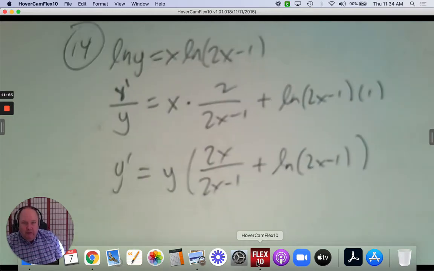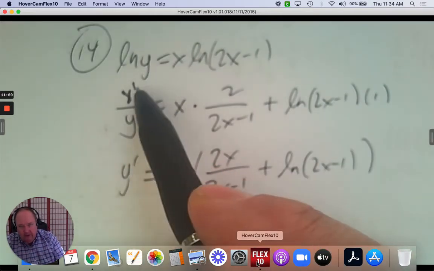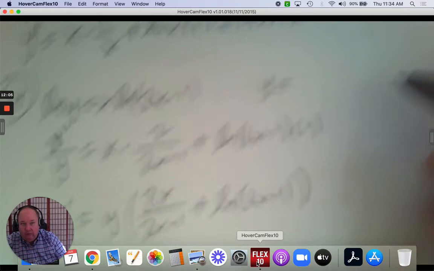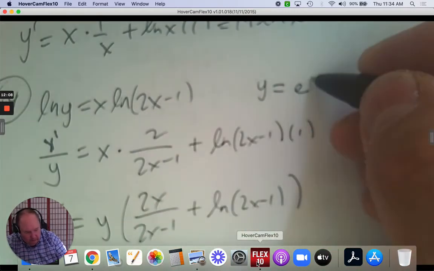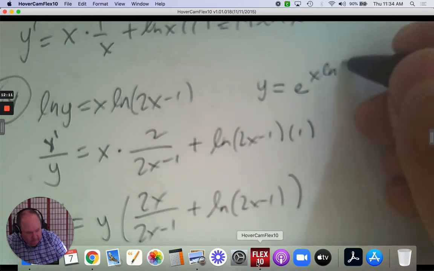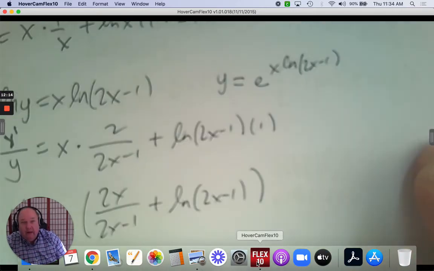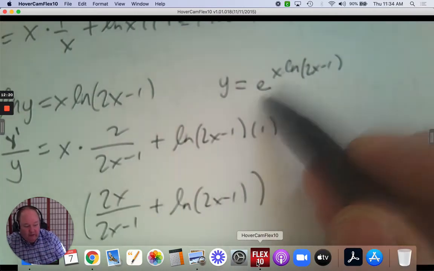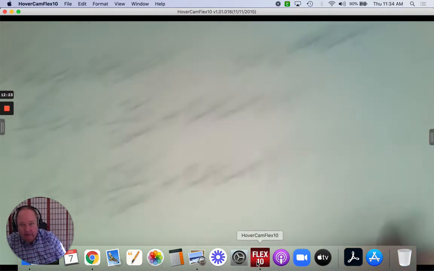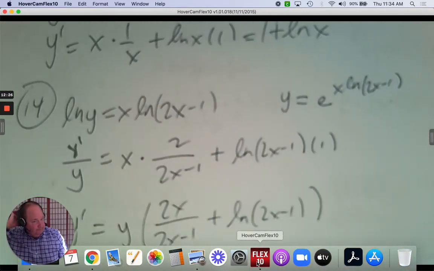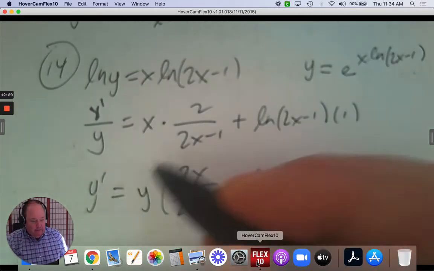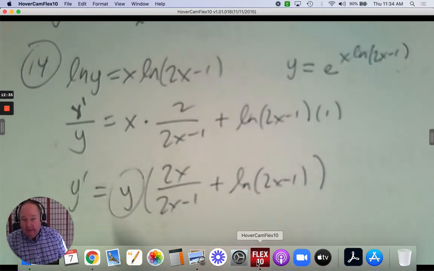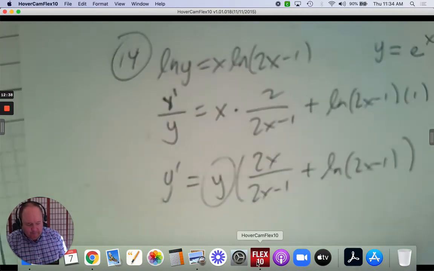What was the second way you could have done this? You could have taken this logarithm and written it exponentially. So to get y by itself, you could have written down y equals e to the exponent x ln of 2x subtract 1. And then you could have taken the derivative of that. So you go e to that times the derivative of the exponent. And they are equivalent because that's what y equals. So you could actually plug that in and not even have any y's in your answer. Number 15.